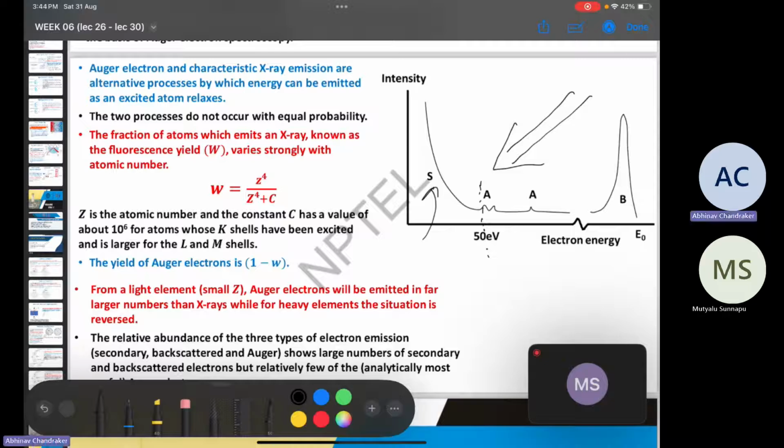At slightly higher voltage, some Auger electrons, and at slightly higher energies, some Auger electrons are detected, and those which have a very high energy are the backscattered electrons, because they have not lost much energy. They have just undergone majorly elastic interactions, scatterings, and so the majority of the intensity comes from BSEs and SEs, and very little from Auger electrons.